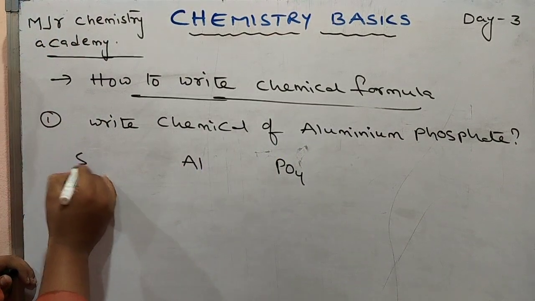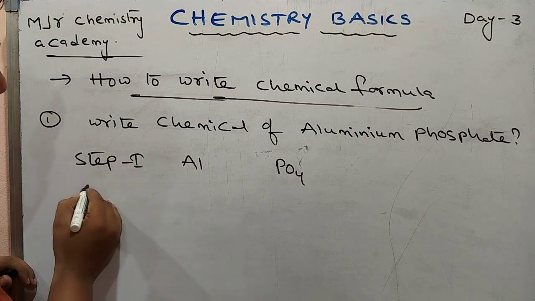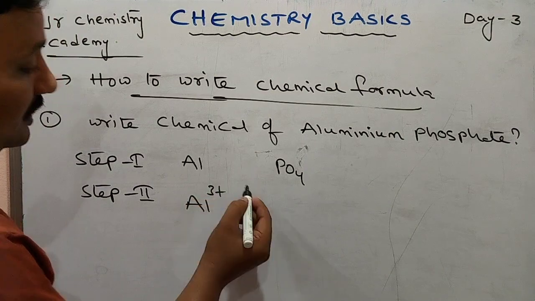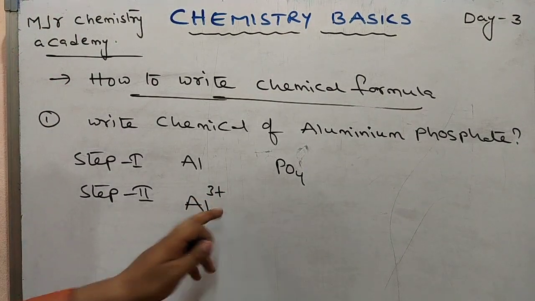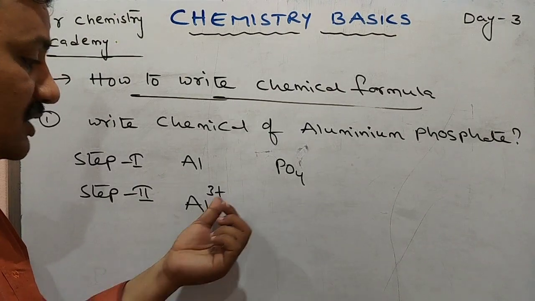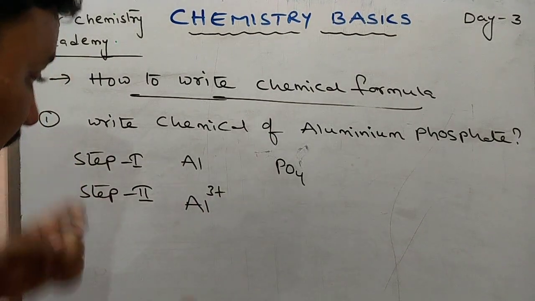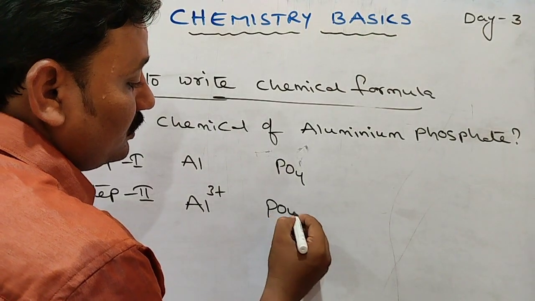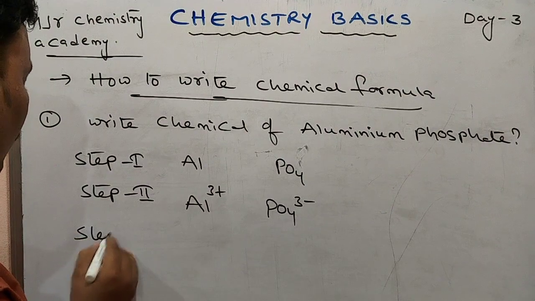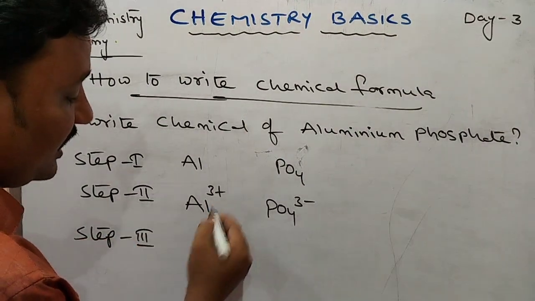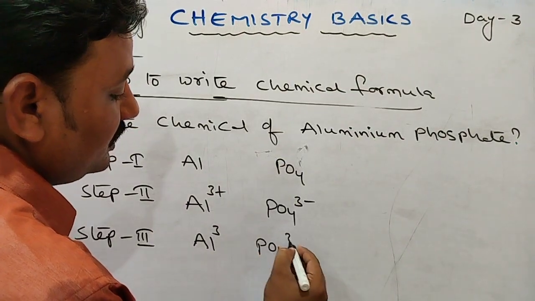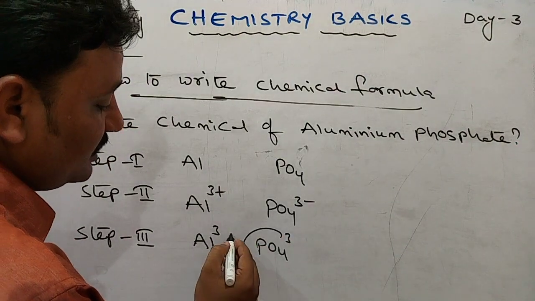This is step 1. Step 2, apply the charges. What is the charge of aluminum? It's an example of a trivalent cation. Aluminum charge is 3 plus. Why? Aluminum atomic number is 13. It loses 3 electrons and carries plus 3. And phosphate is also an example of a trivalent anion. Step 3, write their valences. What is the valence of aluminum? 3. What is the valence of phosphate? 3.